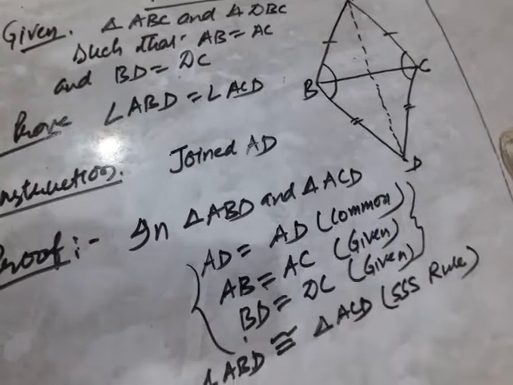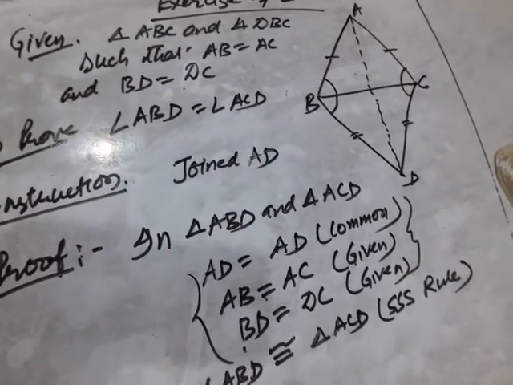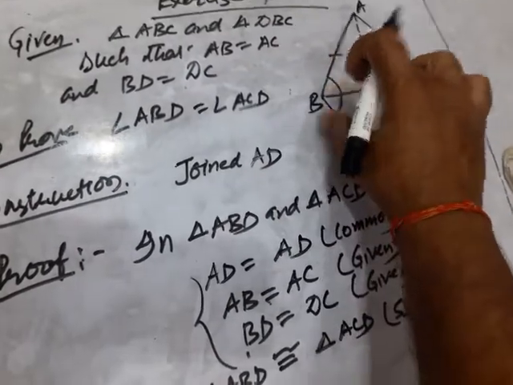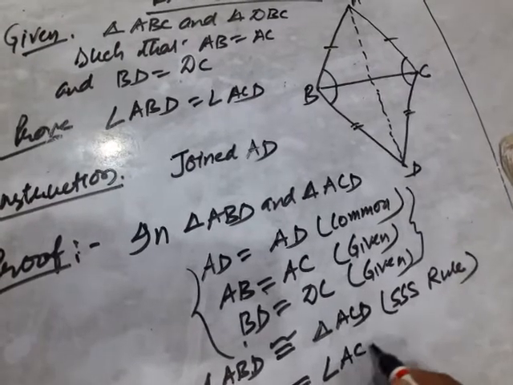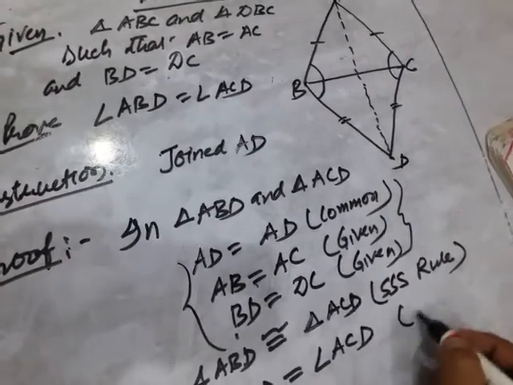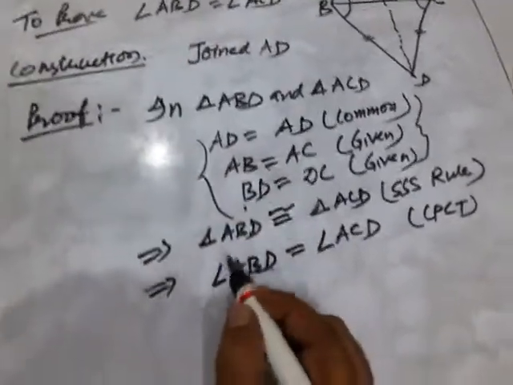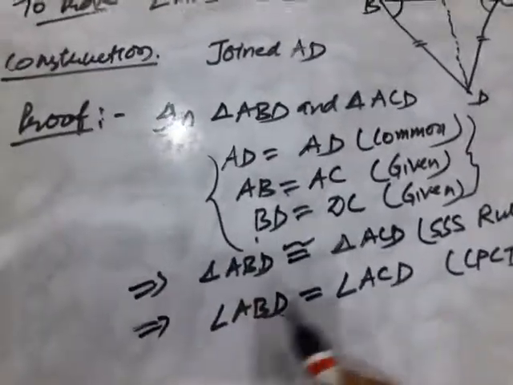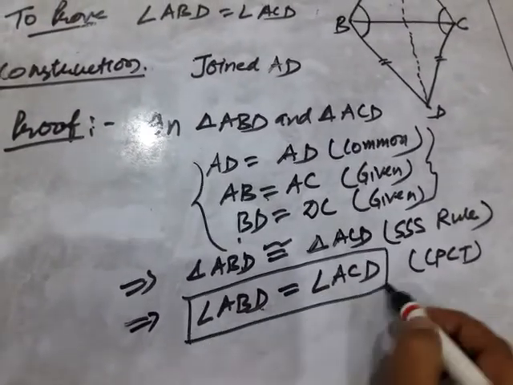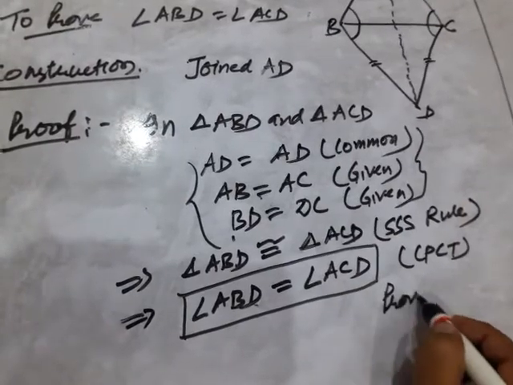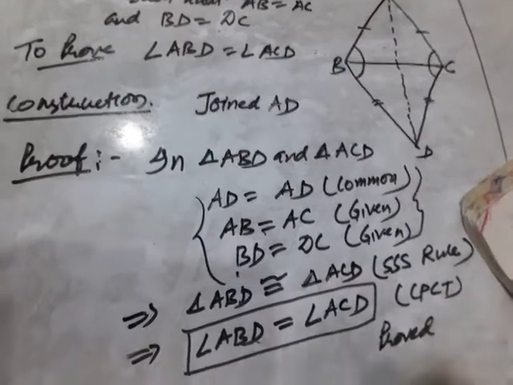So triangle ABD is congruent to triangle ACD. This implies that angle ABD, this angle ABD, is equal to angle ACD by CPCT, that is corresponding parts of congruent triangles. Okay, children, and that is what we have to prove. So your fifth question is over. Now let us see question number 6.